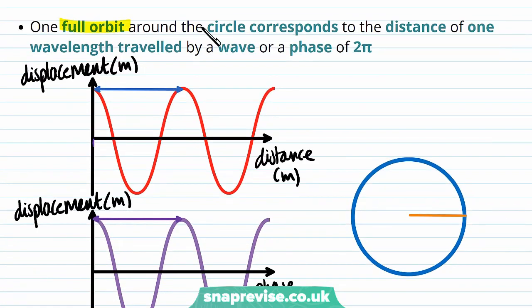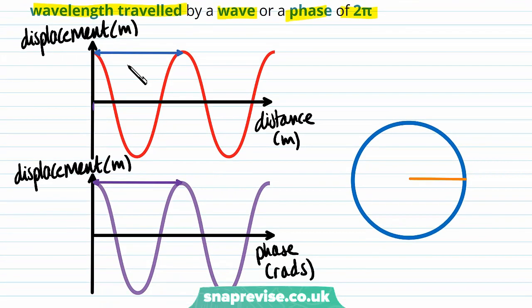One full orbit around the circle corresponds to the distance of one wavelength travelled by a wave, or a phase of 2 pi. So we were saying that one oscillation corresponds to a phase of 360 degrees. So one oscillation covers a distance of one wavelength, lambda. So we can also write this phase in terms of radians rather than degrees. So we know 360 degrees corresponds to 2 pi radians. So we can therefore say that one oscillation has a phase of 2 pi radians.